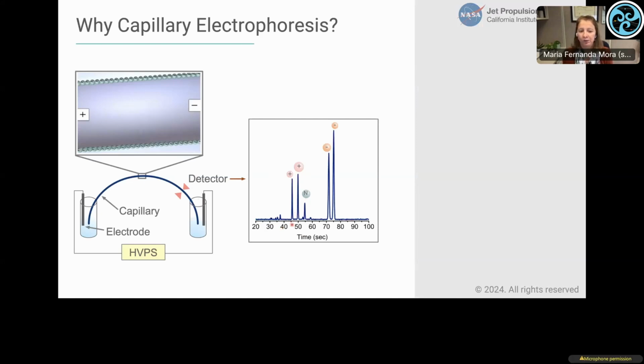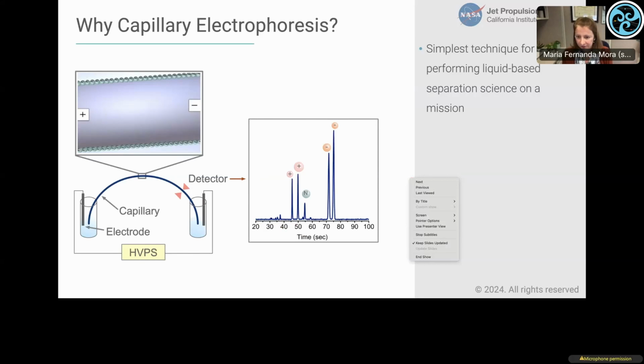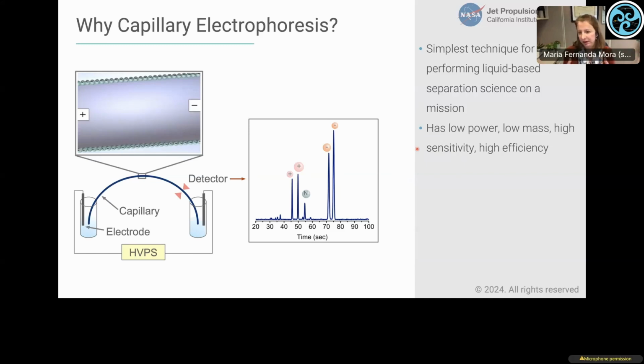So based on what time we get a peak and the area of that peak, we can identify the species and we can calculate how much of that molecule was in the original sample. Some of the reasons why electrophoresis is good is because it's very simple. You don't need high pressure or packed columns. It will be easy to implement on a mission. You don't require a lot of power. The hardware is very simple.